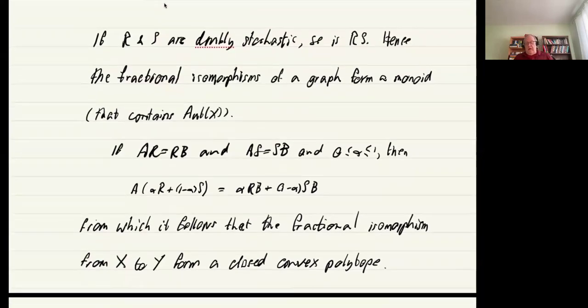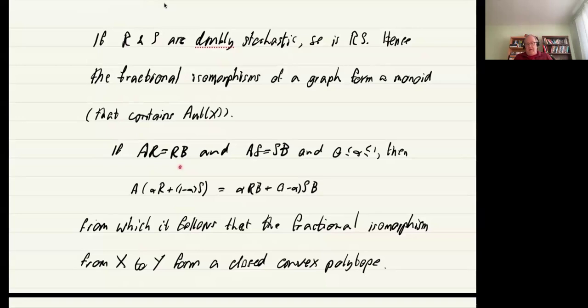Okay, so now if R and S are doubly stochastic, so is their product. I mean, if S is row stochastic, then S times 1 is 1. And so it's easy to see that RS times 1 is 1. And similarly, 1 transpose RS is equal to 1 transpose. So the product of fractional isomorphisms from the monoids I noted before is contained in the automorphism group. The other point is that this set of fractional isomorphisms is a convex set. And that's what the next argument is saying.